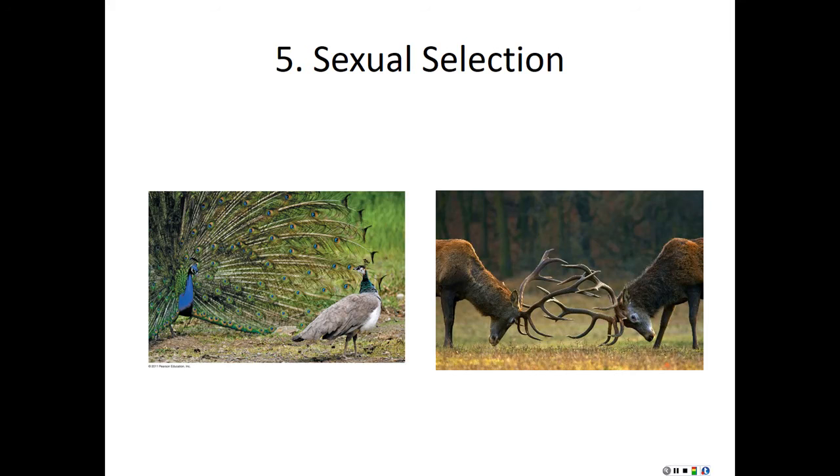Now, intrasexual selection is most often seen in competition between members of the same sex. Competition between members of the same gender. So, for example, two bucks that are fighting each other for access to the females. This can make the winner have access to more mates.